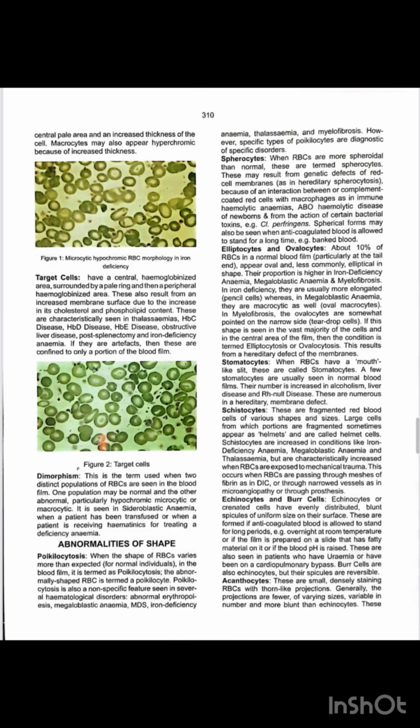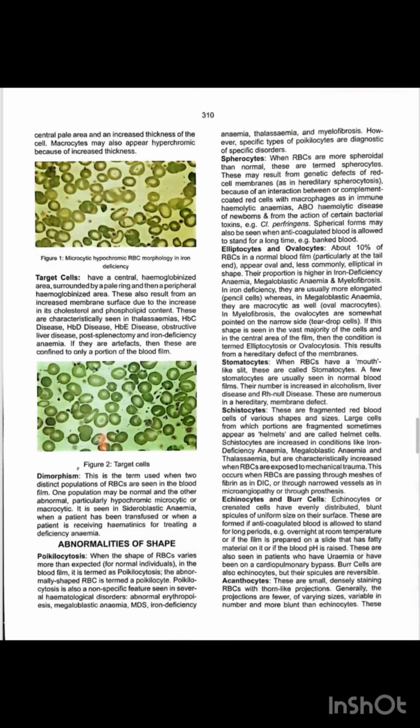Target cells have a central hemoglobinized area surrounded by a pale ring, and then a peripheral hemoglobinized area. These usually result from an increased membrane surface due to increased cholesterol and phospholipid content. Target cells are characteristically seen in thalassemia, hemoglobin C, D and E disease, obstructive liver disease, post-splenectomy, and iron deficiency anemia.